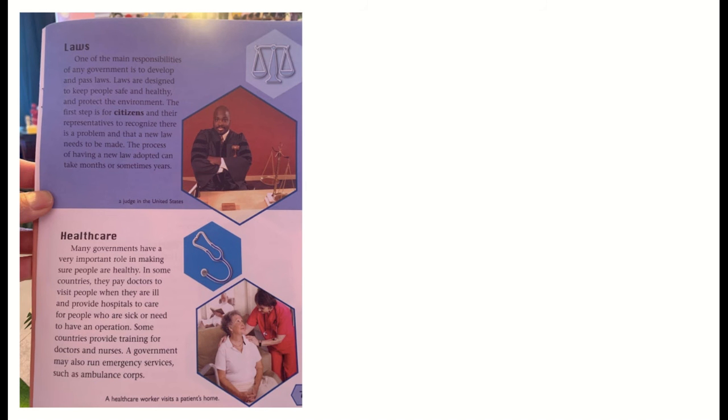Other areas that the government helps. We have laws. One of the main responsibilities of any government is to develop and pass laws. Laws are designed to keep people safe and healthy and protect the environment. The first step is for citizens and their representatives to recognize there is a problem and that a new law needs to be made. The process of having a new law adopted can take months or sometimes years. This shows a picture of a judge in the United States.